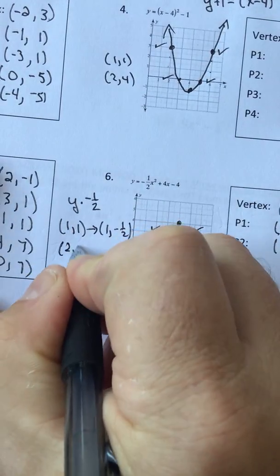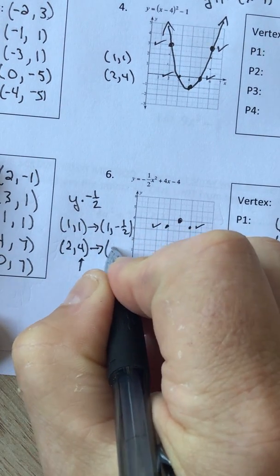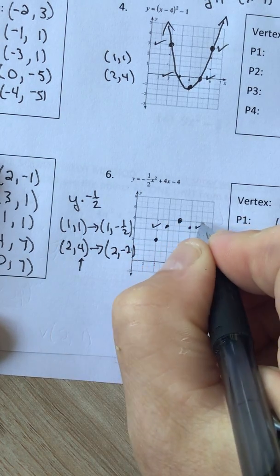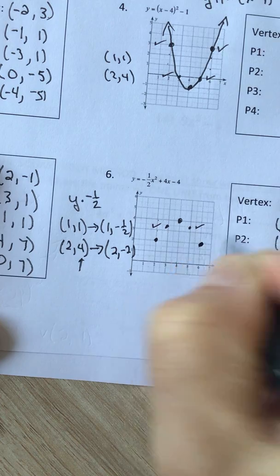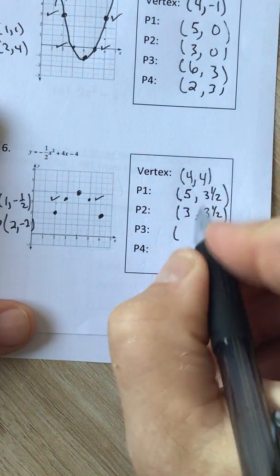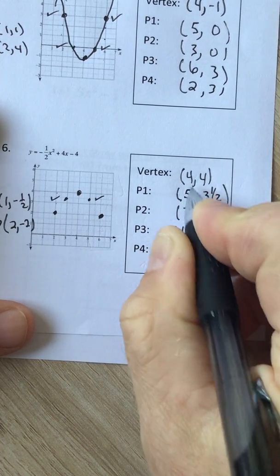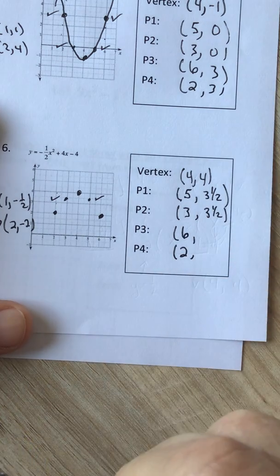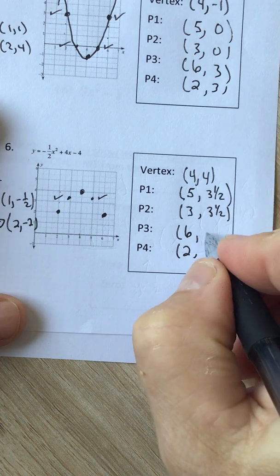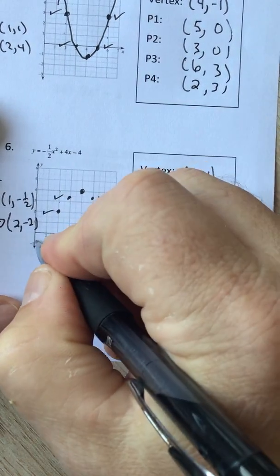Then I should go 2, 4, but the y's are getting multiplied by negative half, so that times negative half makes 2, negative 2. So over 2 down 2, over 2 down 2. From the vertex, I went to the right 2, makes it 6. Go to the left 2, makes it 2. 4 plus 2 and 4 minus 2. And then for the y, I went down 2. So 4 down 2 puts it at 2, which is that dot and that dot.